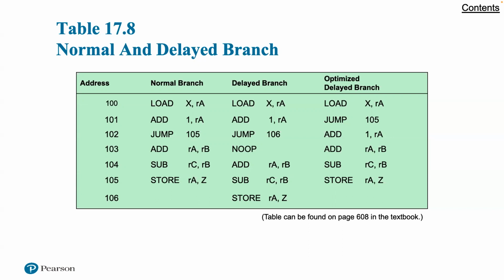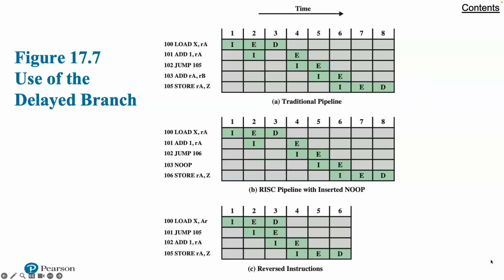In the column labeled normal branch, we see a normal symbolic machine language program. After 102 is executed, the next instruction to be executed is 105. So we see a jump. To regularize the pipeline, a no-op is inserted after this branch. However, increased performance is achieved if the instructions at 101 and 102 are interchanged. So here we can see some examples of how we can think about making things work better.